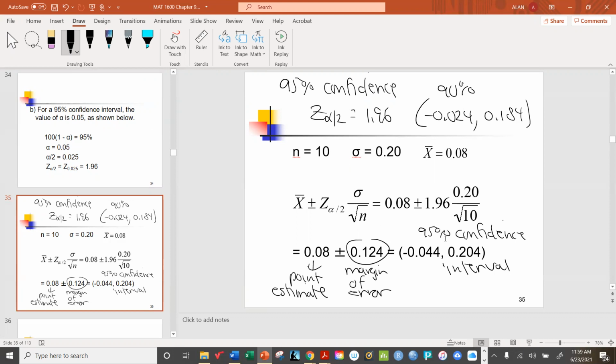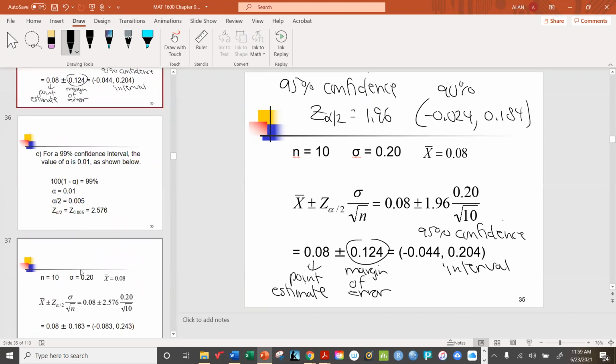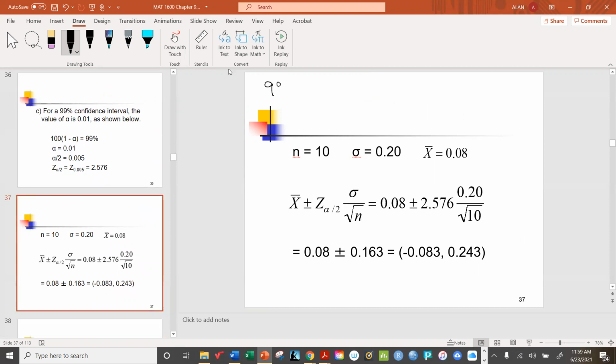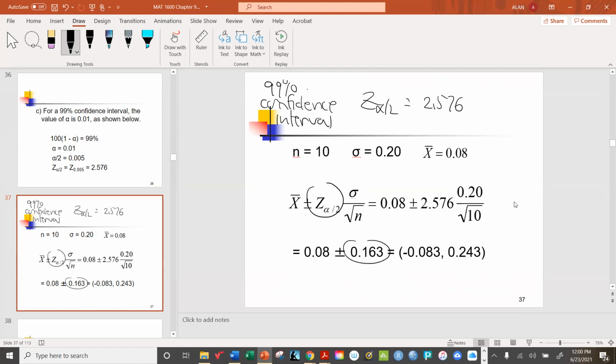So when we go to 99%, you'll see that the interval will get a little bit bigger, as will the margin of error. Okay, the point estimate never changes. All right, here we go. So here's 99%. And the z-score, as we saw earlier, is 2.576. So that's going to change this. The margin of error will get even bigger. And this is our margin of error. All right, and you see how wide the interval has gotten now. It's really getting pretty big. It includes everything from negative 8.3% all the way up to 24.3%. So this is our 99% confidence interval.